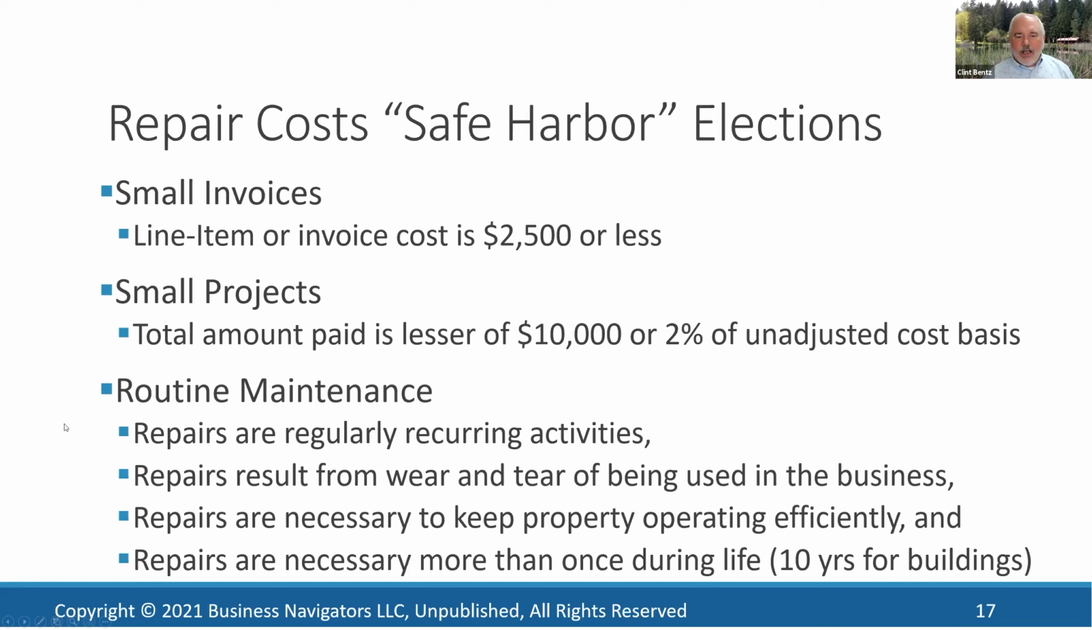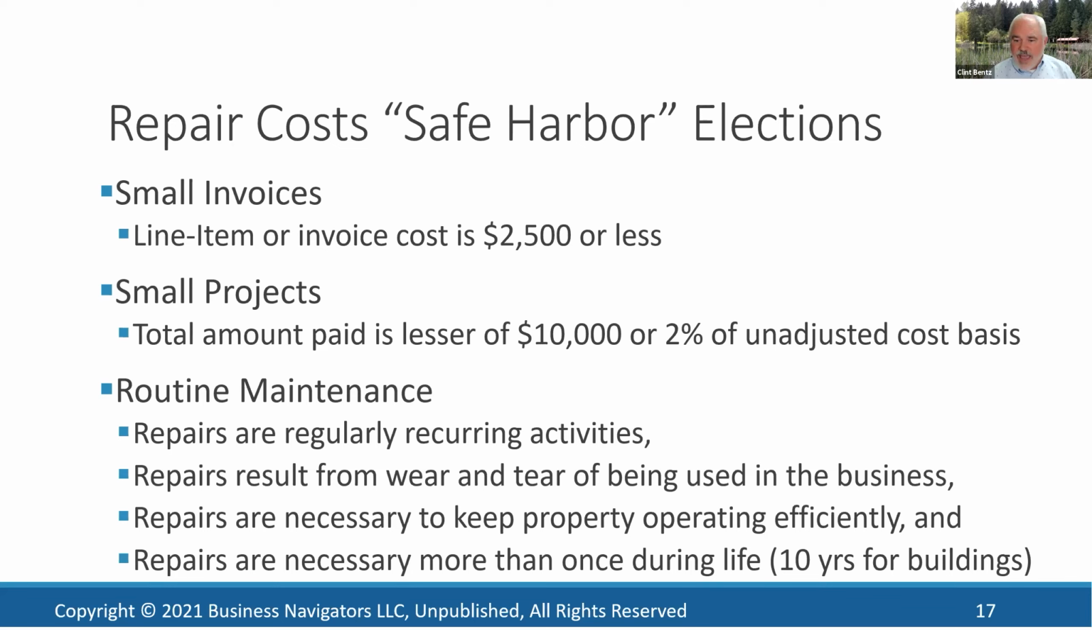And then routine maintenance costs. So these are repairs for regularly recurring activities, things like oil changes or changing out the wipers, or it can be paint, it can be new carpet, or other things like that. So it's routine maintenance where it's a regularly occurring activity. The repair results from wear and tear of being used in the business. So it's routine maintenance on something because it's wearing out and we're doing this repair. It's a regular recurring thing.